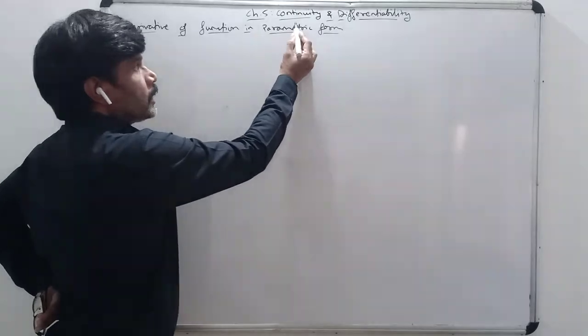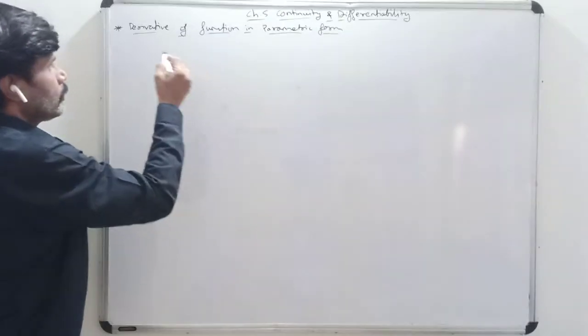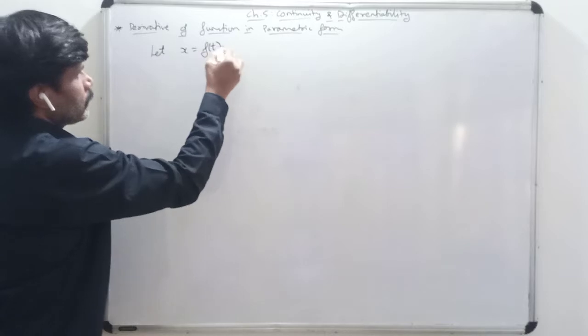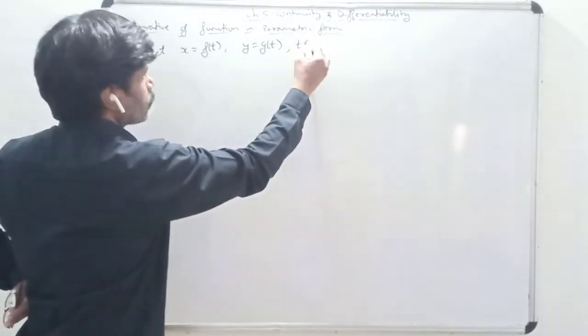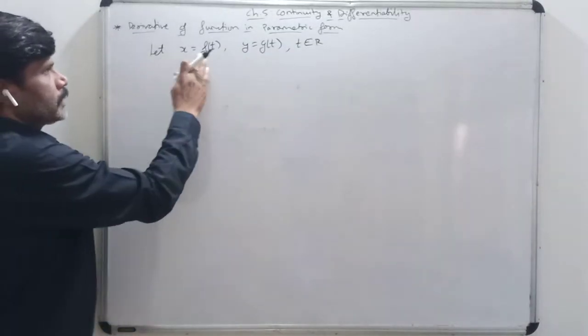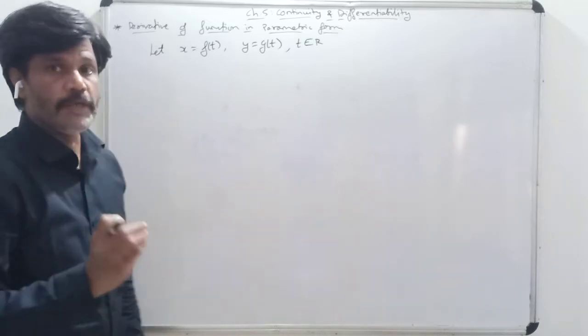Chapter 5, Continuity and Differentiability. Derivative of functions in parametric form. Let x equal f of t, y equal g of t, where t belongs to R. Suppose these are the two functions, one x in terms of t and y in terms of t, and you are asked to find dy by dx.